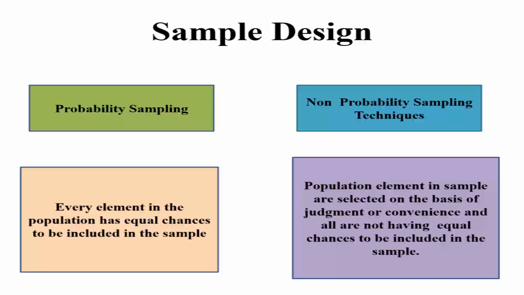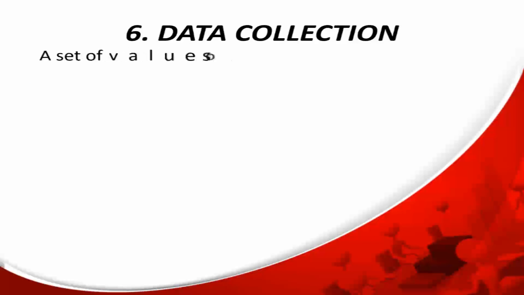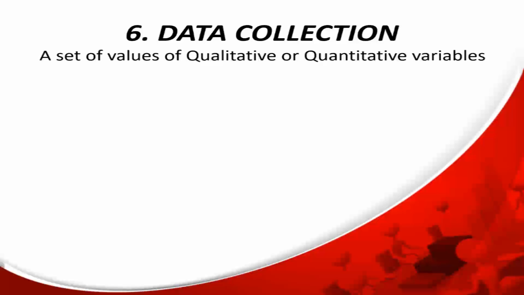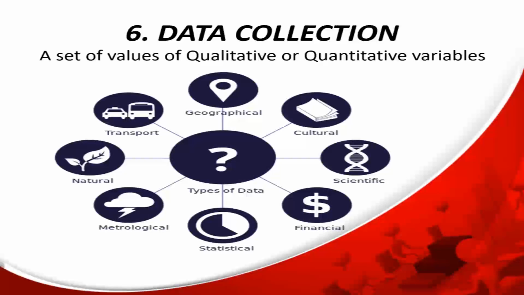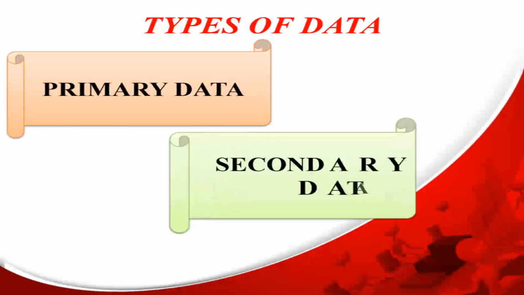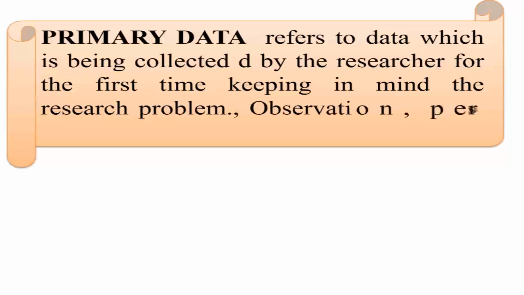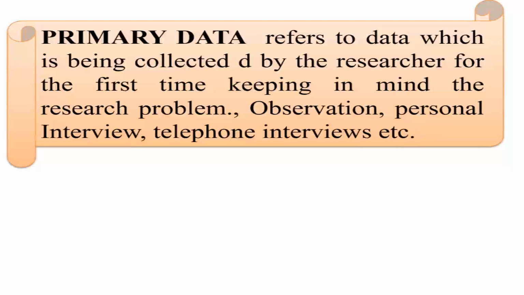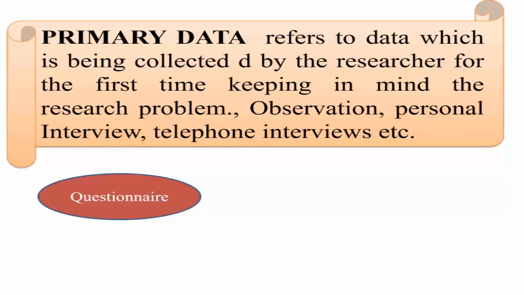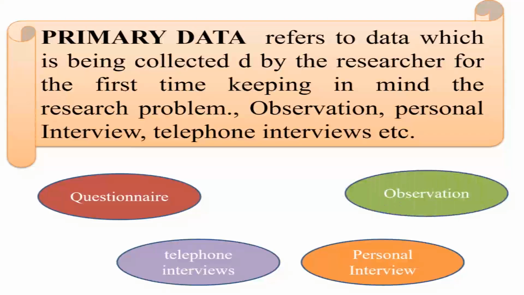The sixth step in the research process is the data collection. Data is very important for any research study. This stage includes the collection of data from selected sample units. Mainly, there are two types of data: primary data and secondary data. Primary data refers to data which is being collected by the researcher for the first time, keeping in mind the research problem. Primary data is collected through survey method, which includes questionnaire, telephone interviews, personal interviews, observations, etc.